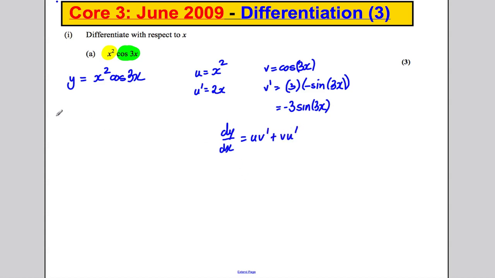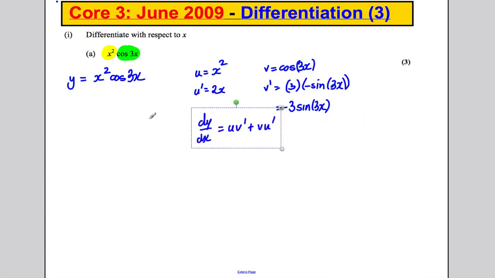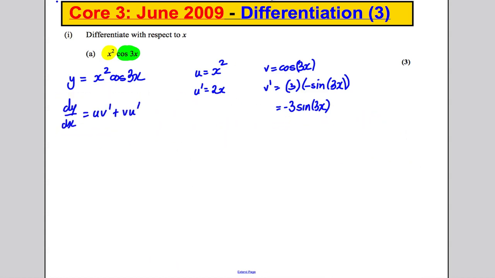Okay, so let's do it. I'll just write it there underneath, and we'll go ahead and work it out. dy by dx. uv dash, this times this, so it's going to be x squared multiplied by negative 3 sine of 3x, plus vu dash, 2x cos 3x.